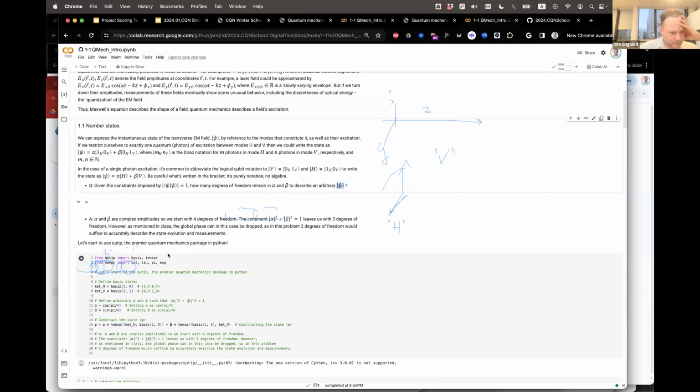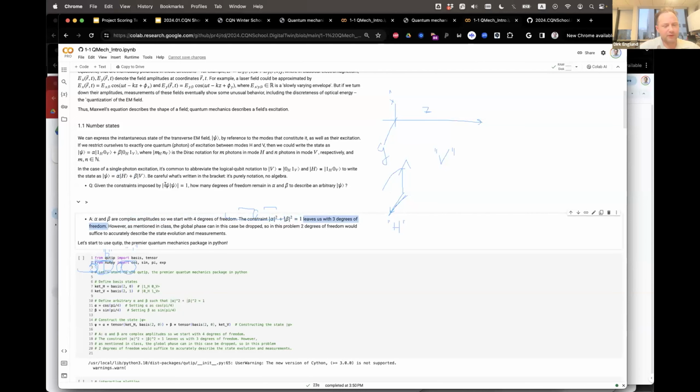Okay, so the state: these are complex numbers. So each complex number is represented by 2 degrees of freedom, the real and the imaginary component. That would be a total of 4 degrees of freedom for alpha and beta, but there's a constraint, namely that the absolute value of alpha squared plus beta squared has to be equal to 1 to make sure that the probability integrates to 1, and that leaves us with 3 degrees of freedom.